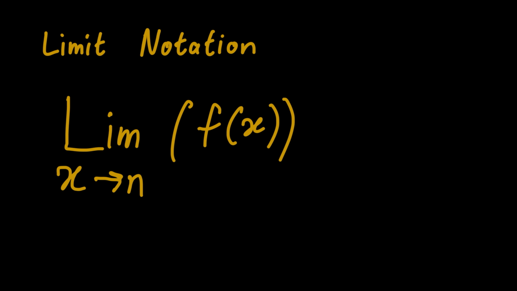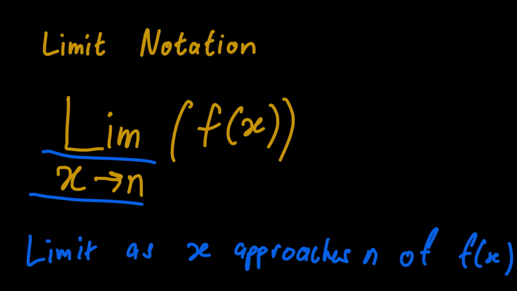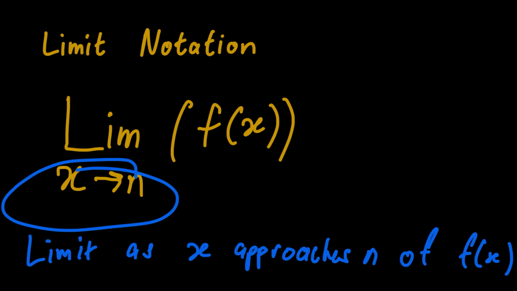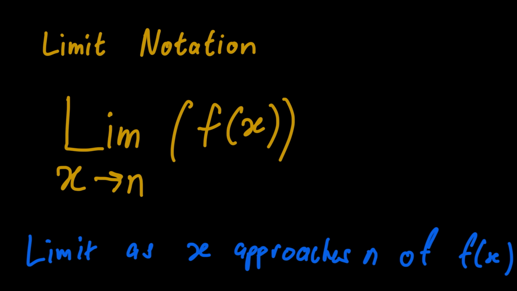So before we begin, what is limit notation? Limit notation looks exactly like this. We say it as limit as x approaches n of f of x. So that's what we're looking for here. And x approaches n is just a certain point. This is the point we're going to try and plug in and find the behavior of the function at. So far so good. Now the different steps we want to look at for limits.